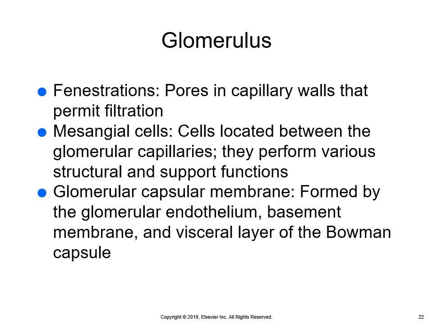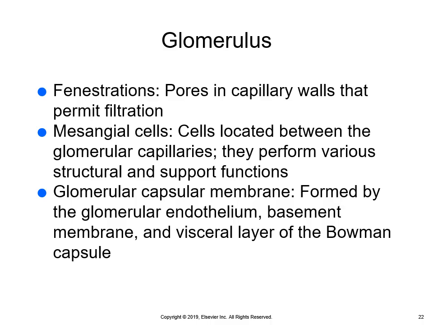The way the glomerulus works is the capillaries inside of the glomerulus have what we call fenestrations. And these are like tiny pores in the walls that allow only certain substances to pass through, while keeping larger things like blood cells and proteins inside. Now, surrounding the glomerulus, we have what we call mesangial cells, and they help provide support, and they also help regulate how much blood flows through that filter. The glomerular capsular membrane is what actually separates the blood from the filtrate, and it is made up of 3 layers.